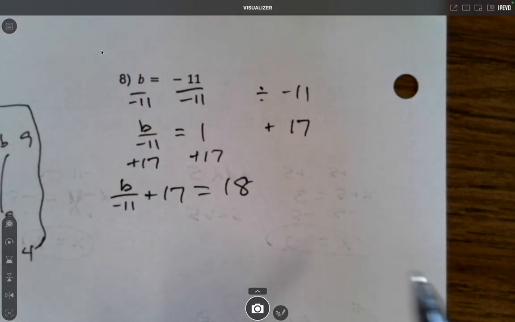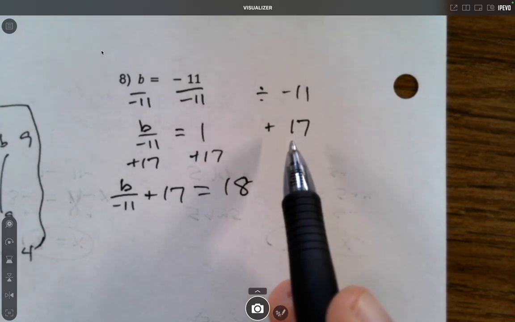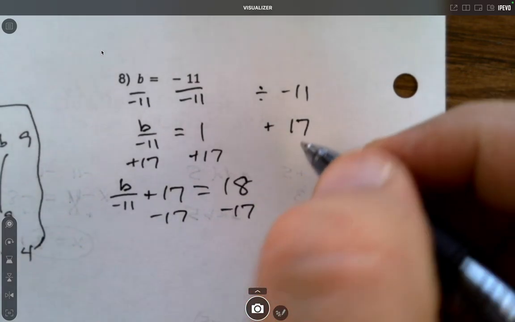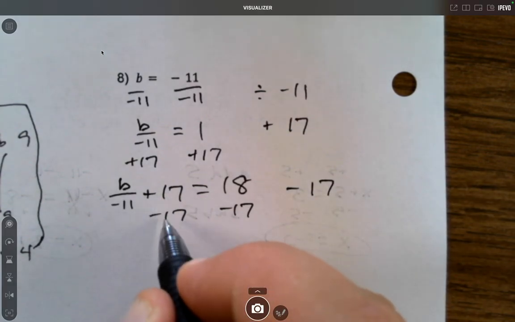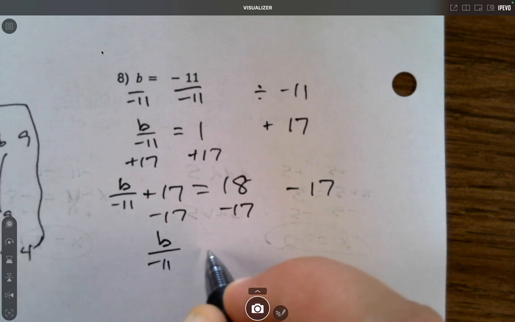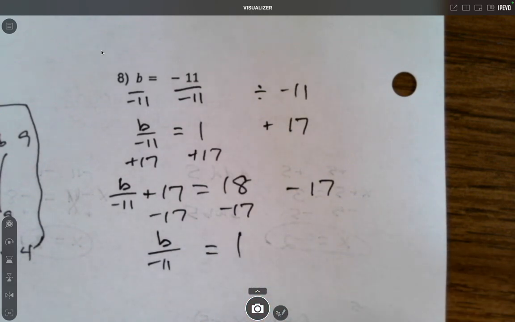Okay. He divided by negative 11, then added 17. So we need to first get rid of the 17 by subtracting it from both sides. So this 17 minus 17 is 0. b over negative 11 plus 0 is just itself. 18 minus 17 is 1. So we've got this covered.